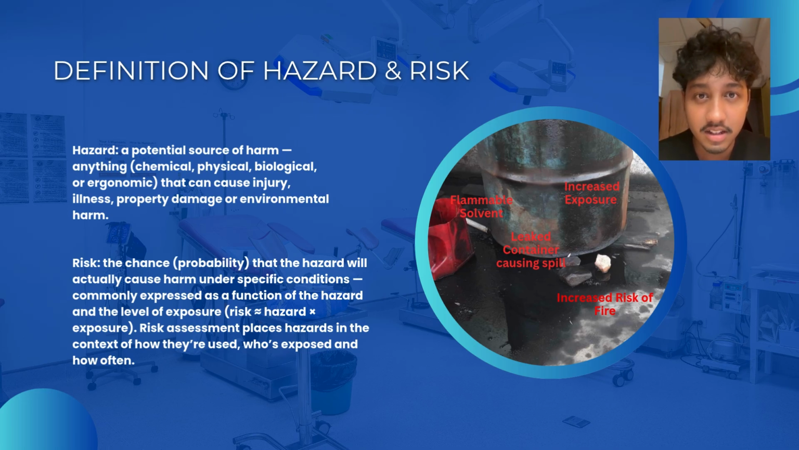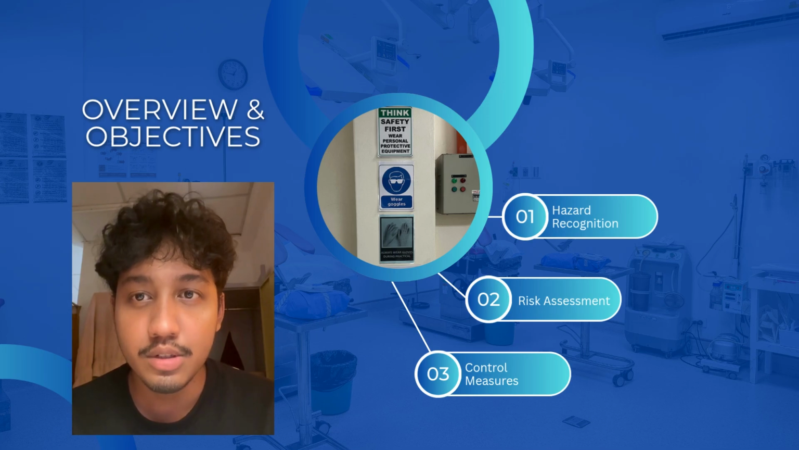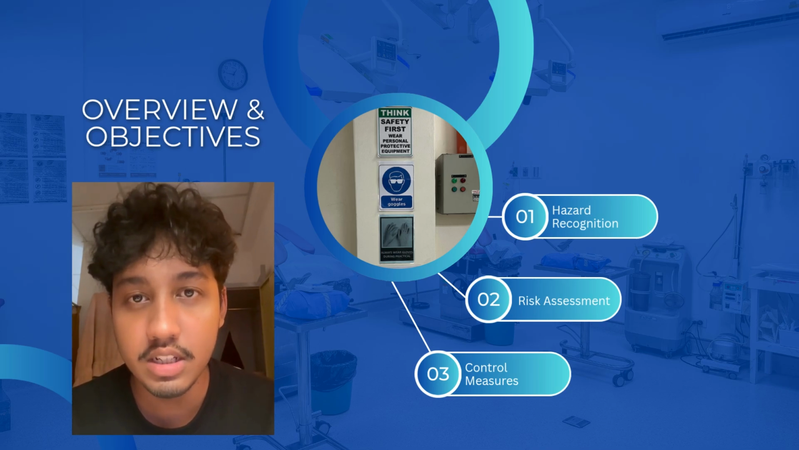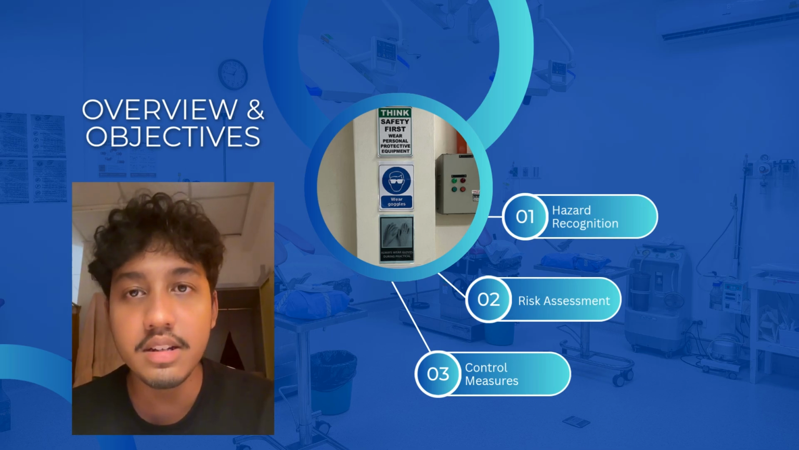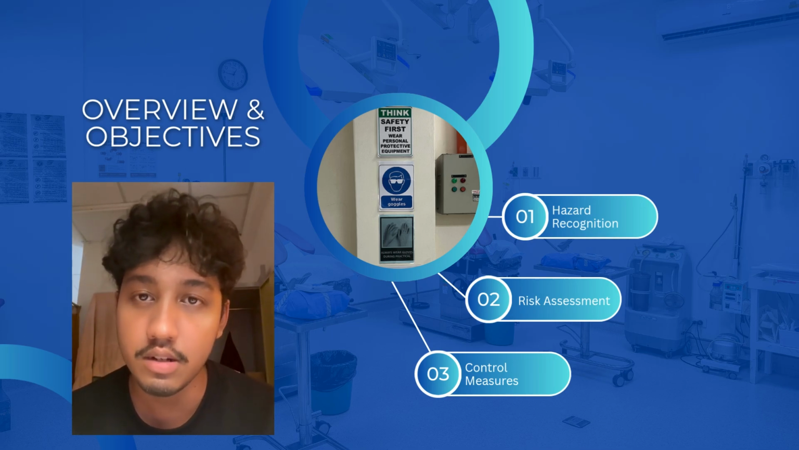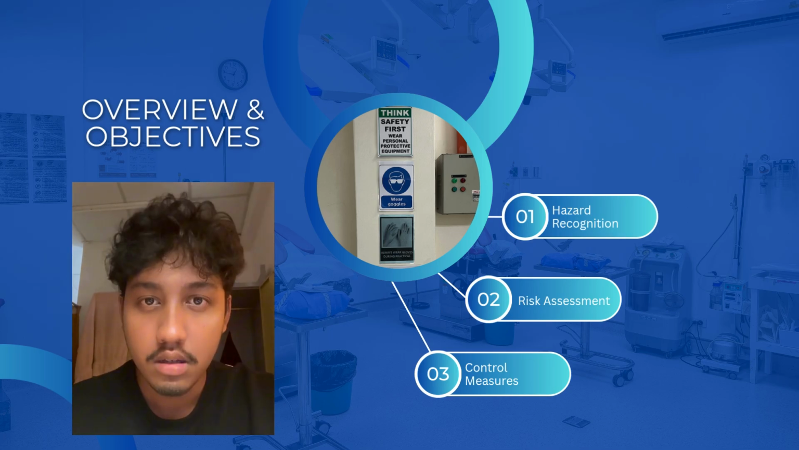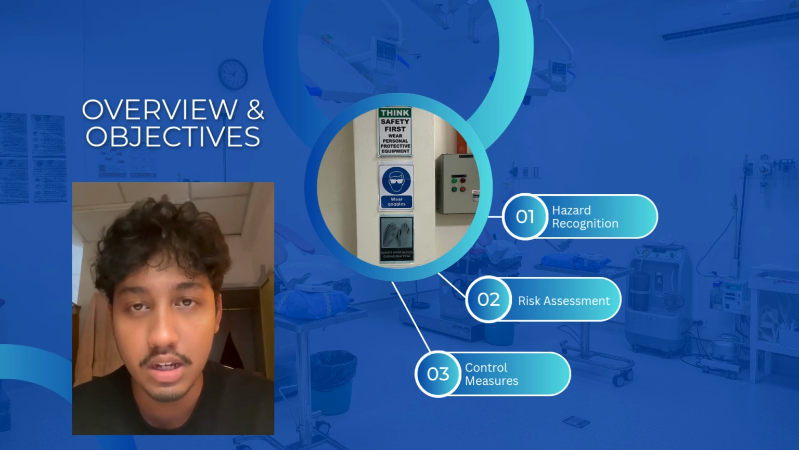Now that we are crystal clear on the definition of these two words, we can move on to our overview and objectives. Our first objective in this presentation today is hazard recognition. We'll be explaining how to identify the potential sources of harm in the laboratory and also in the environment. Next is risk assessment. This is the analytical step, where we evaluate the possibility and also the severity of the harm. And lastly, our third objective is control measures. These are the actions that we can take to eliminate or reduce the risk to an acceptable level.